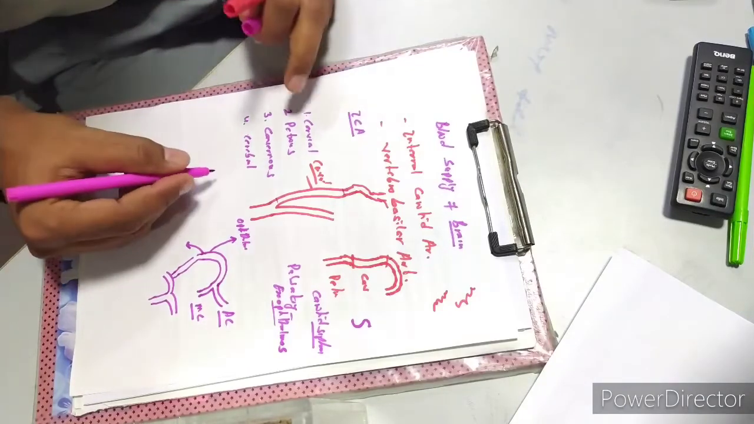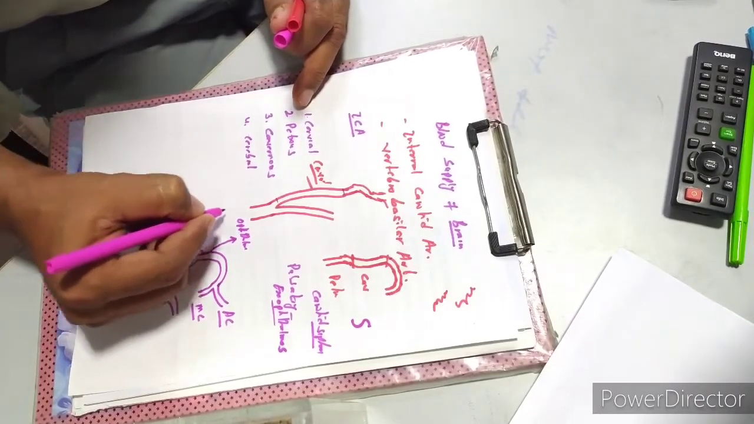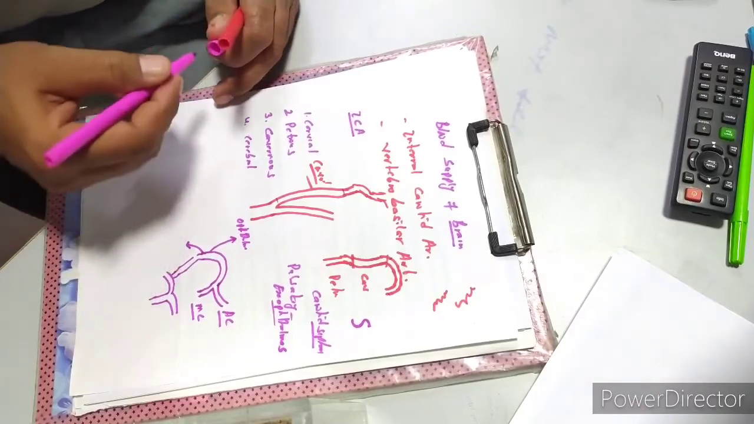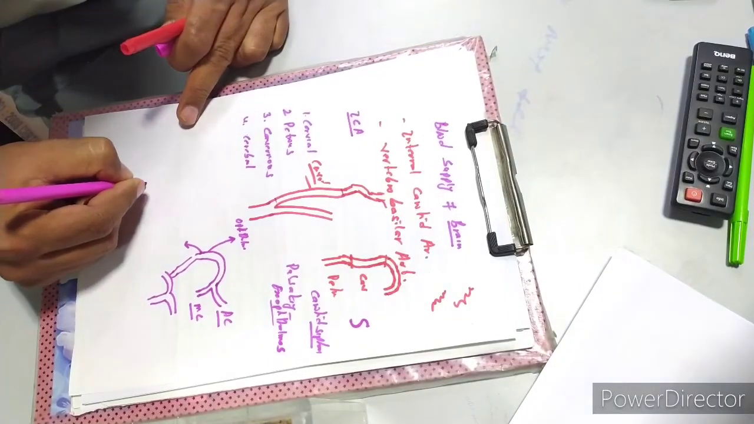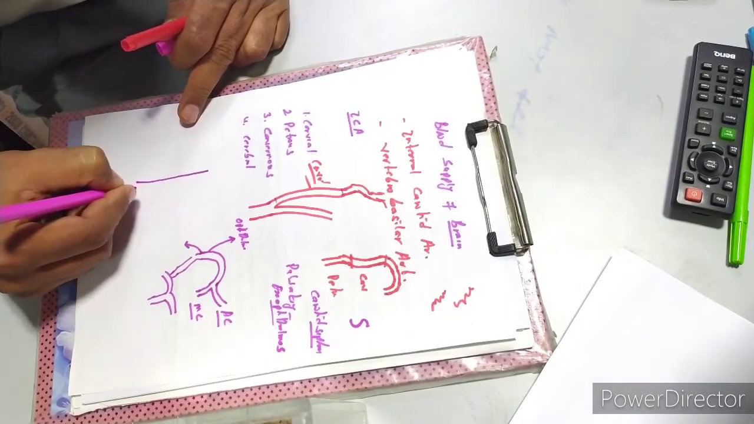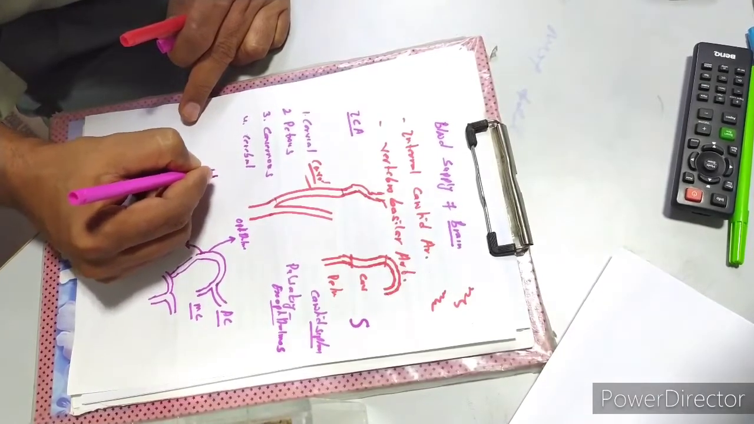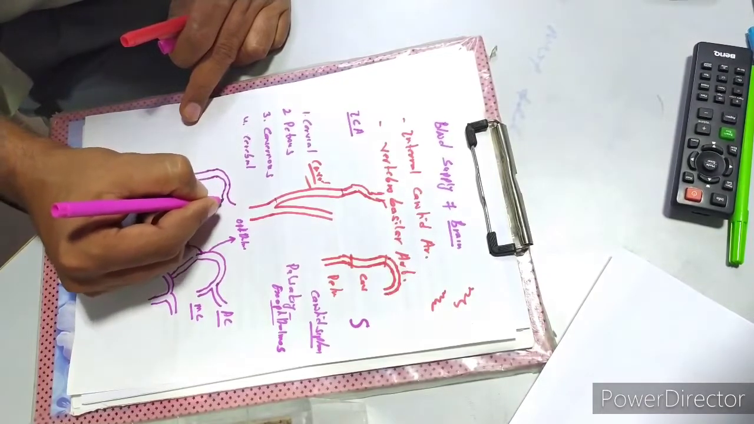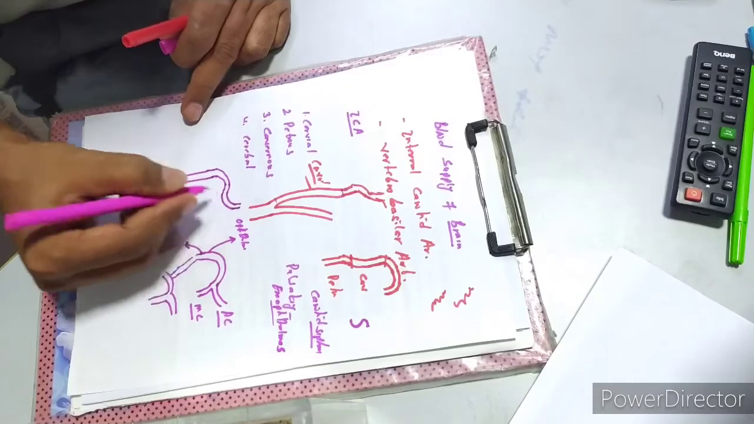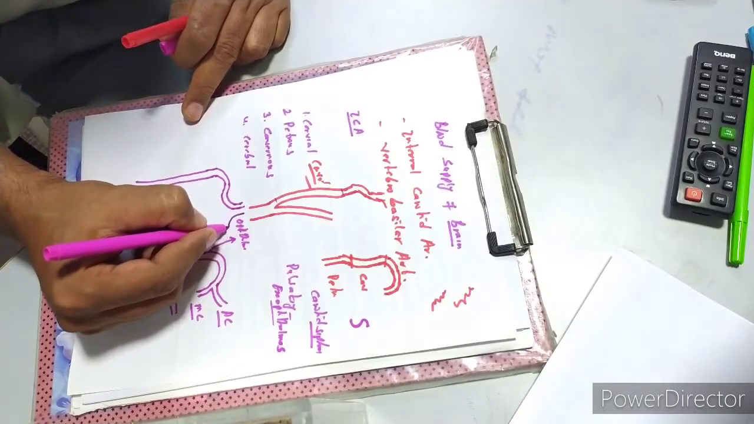The vertebrobasilar artery is formed by the vertebral artery and the basilar artery. What happens? The vertebral artery, which arises from the first part of the subclavian artery, ascends upward through the foramen transversarium of the upper six cervical vertebrae, then winds around the lateral mass of the atlas and enters the foramen magnum. The same thing happens on the opposite side.